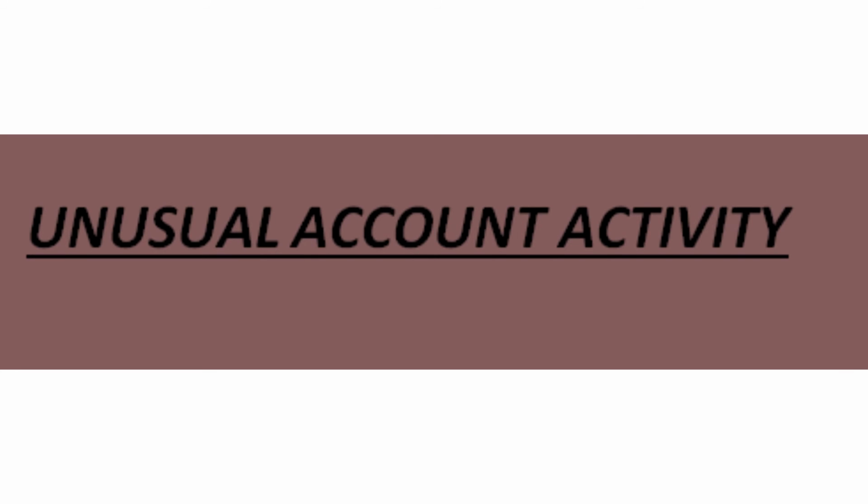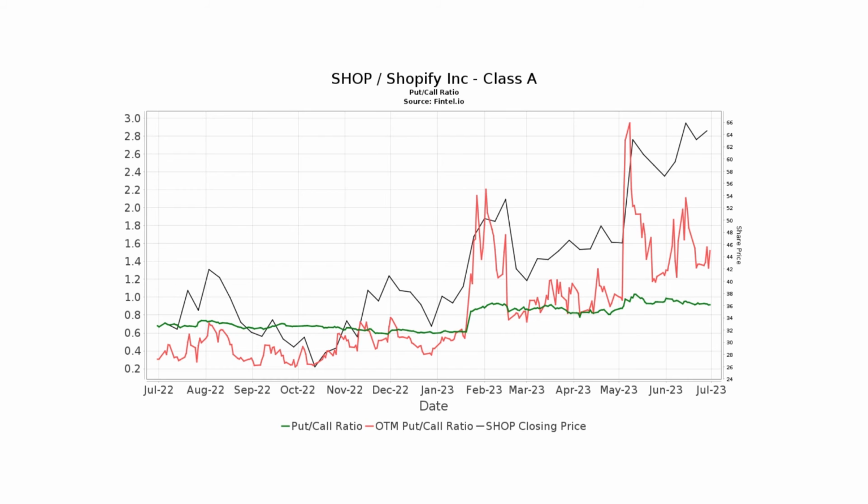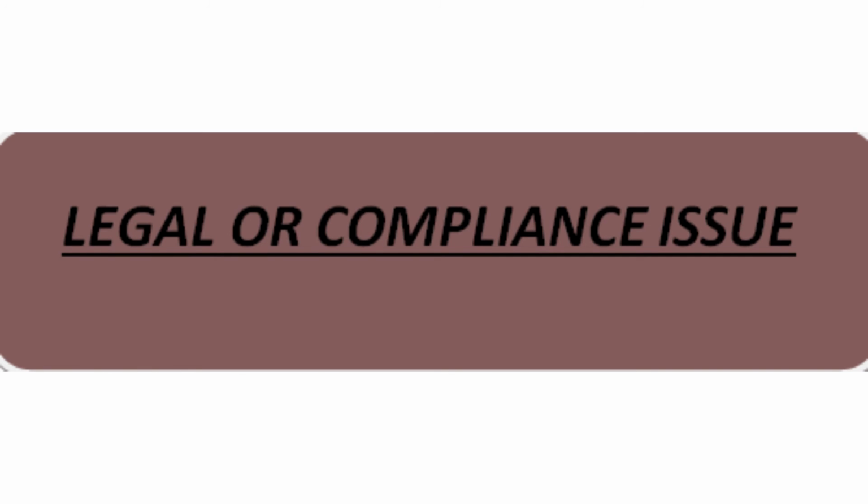The sixth reason is unusual account activity. Unusual or suspicious account activity may trigger a suspension. For example, a sudden surge in sales or significant changes to your store's products or pricing might be flagged as potentially fraudulent. The seventh and the last reason is legal or compliance issues.